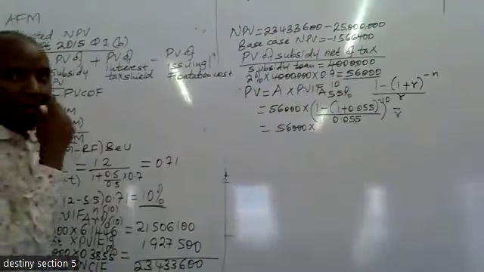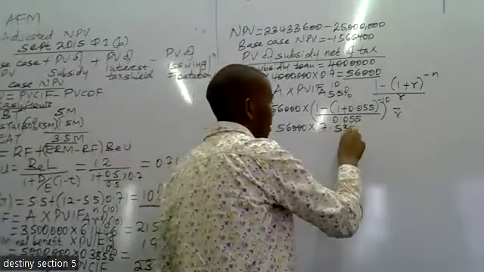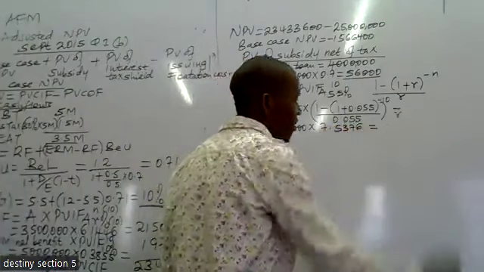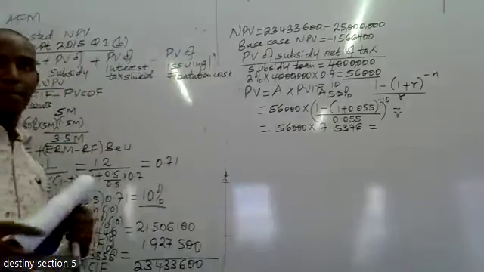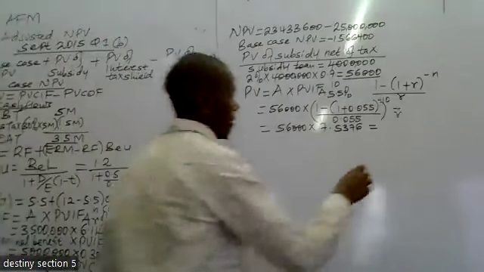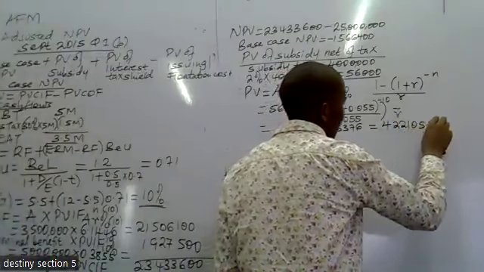So this will give you how much? 537. You multiply by that. How much is it giving you? 422. 105.